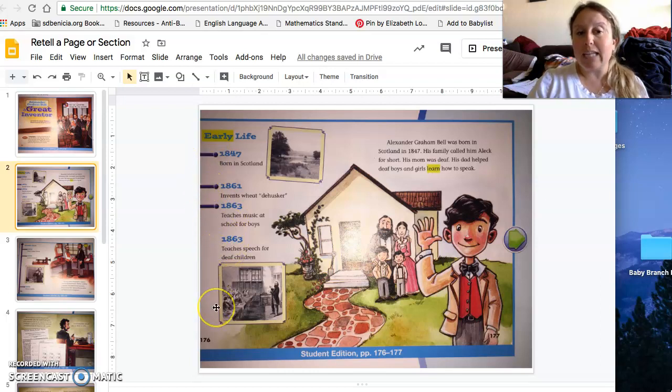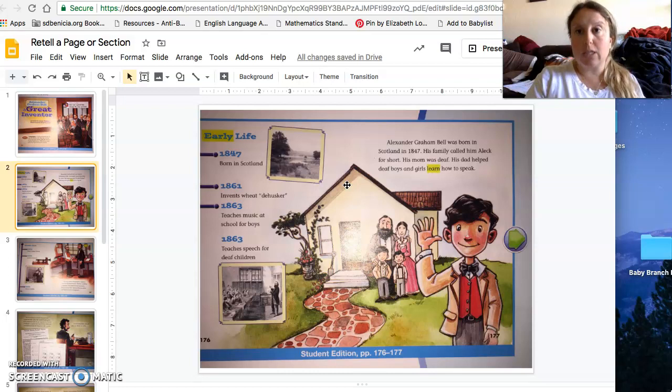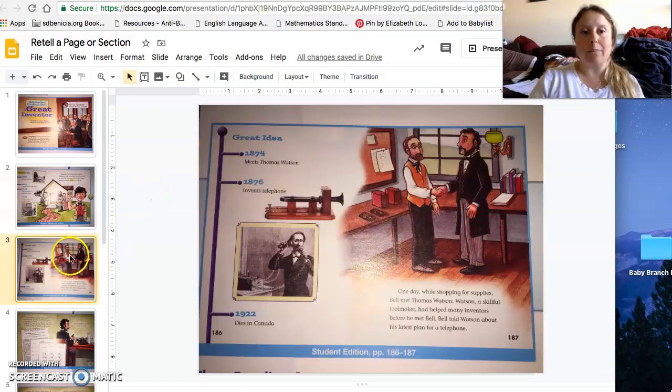This entire line is called a timeline, and it shows you the dates in order for the things that happened in his life. So let's say you wanted to retell all about his early life. Well, these 2 pages and the next 2 pages would be where you would begin. I took this from my teacher book, so it may not look exactly like yours, but it should be very similar. Okay, so let's keep going.